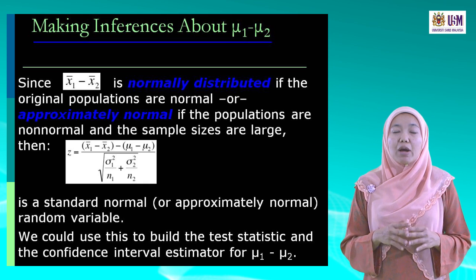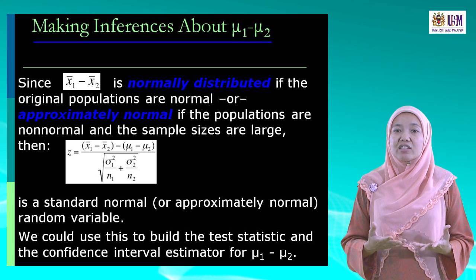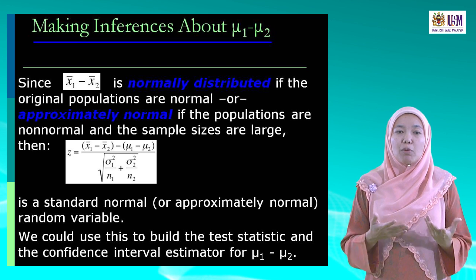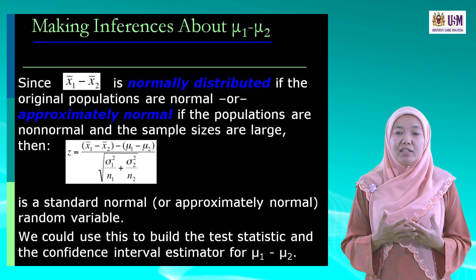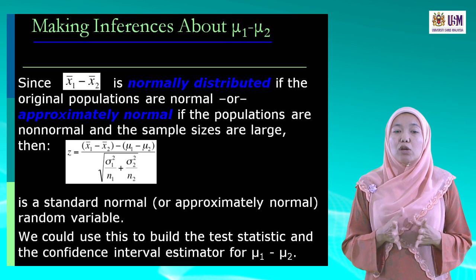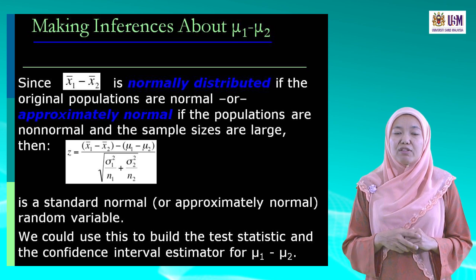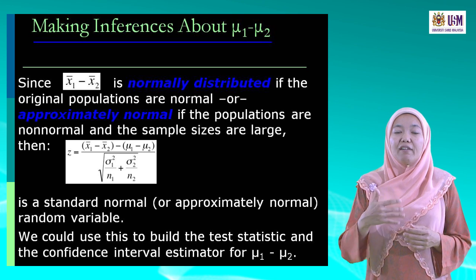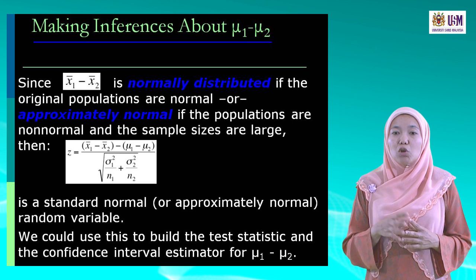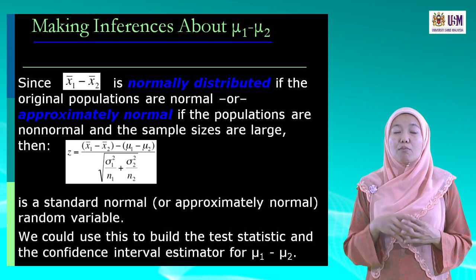Let's look at making inferences about mu 1 minus mu 2. Remember, we start with the sample statistic x bar 1 minus x bar 2. Now we are making inferences about the population difference mu 1 minus mu 2. Since x bar 1 minus x bar 2 is normally distributed if the original populations are normal, or approximately normal if the populations are not normal and the sample sizes are large, we can have the Z formula: Z equals x bar 1 minus x bar 2, in brackets, minus mu 1 minus mu 2, in brackets, as the numerator, and the denominator is the square root of sigma 1 squared divided by n1 plus sigma 2 squared divided by n2. This is assumed to be a standard normal or approximately normal random variable. We could use this to build the test statistic and the confidence interval estimator for mu 1 minus mu 2.